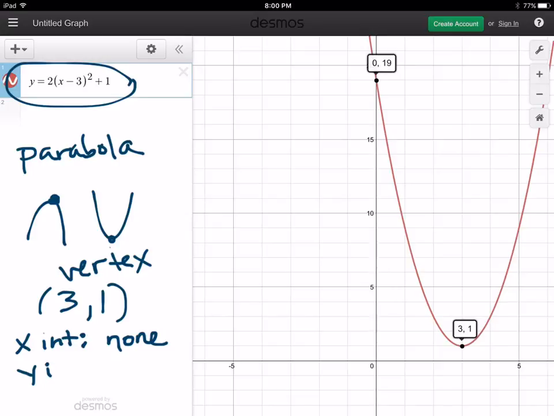How about the y-intercept? Well, that would be wherever the graph crosses the y-axis. This is the y-axis, this is x. And I do have one point where that happens. Remember, y-intercepts always have an x-coordinate of 0. So there it is, it's the point 0, 19.